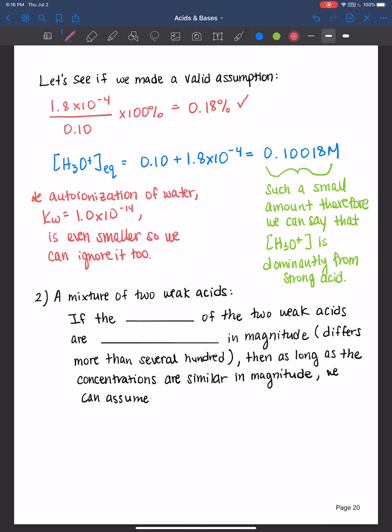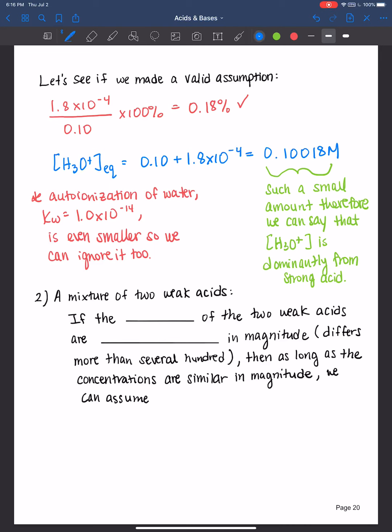Okay, so in summary, if you have a strong acid mixed with a weak acid, then you can calculate the pH of the solution from the concentration of the hydronium ions that are produced by the strong acid only. Le Chatelier's principle is helping us in that favor to suppress the equilibrium of the weak acid as well as the auto-ionization of water. All right, well, what happens if you mix two weak acids together?